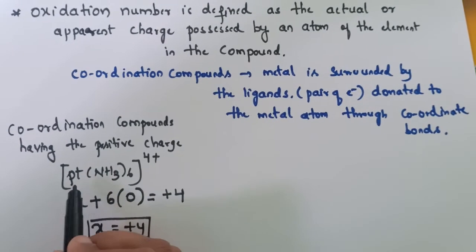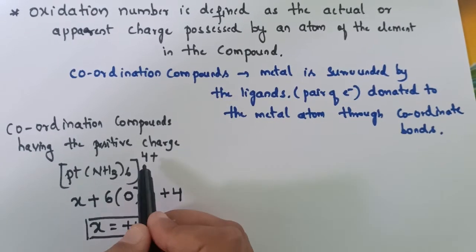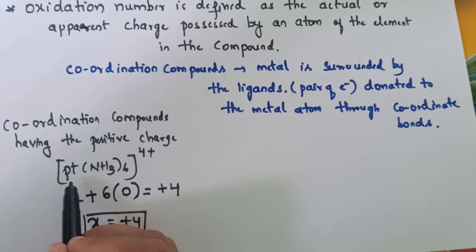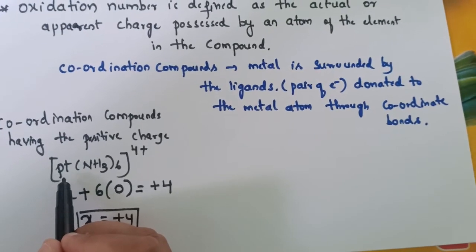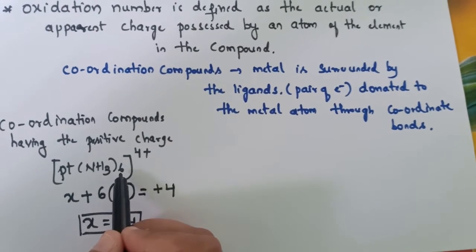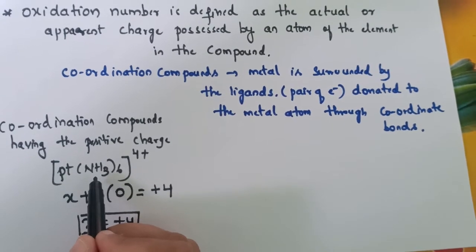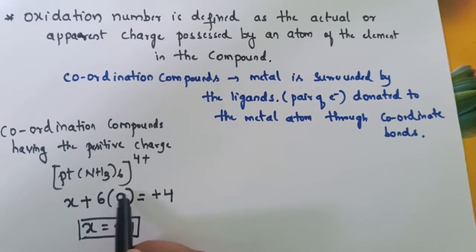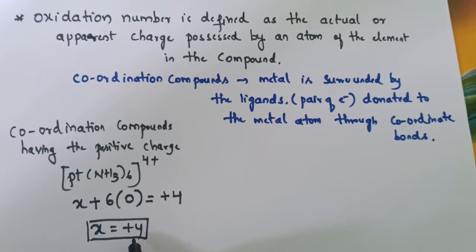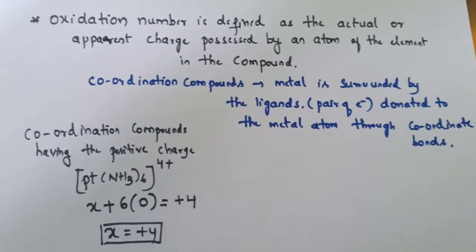First consider the example of Pt(NH3)6. The complex has the charge 4 plus and we don't know the central metal atom's oxidation number. So consider it as X, plus how many NH3 are there? 6. And the oxidation number of NH3 is 0, equals plus 4. X is equal to plus 4. It is the oxidation number of Pt.